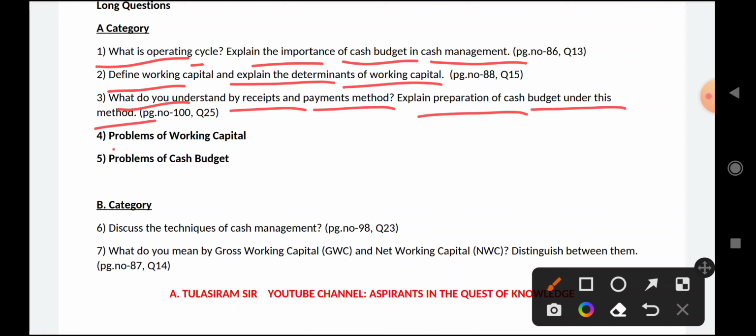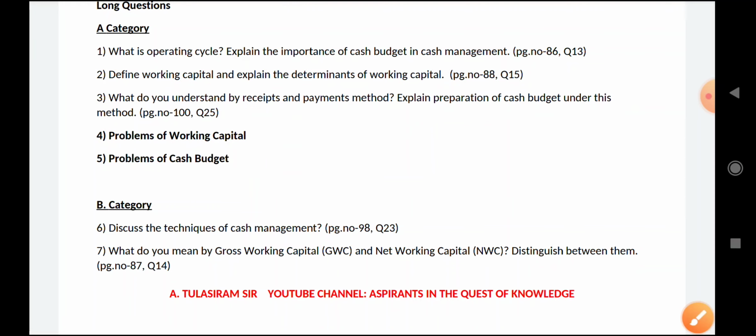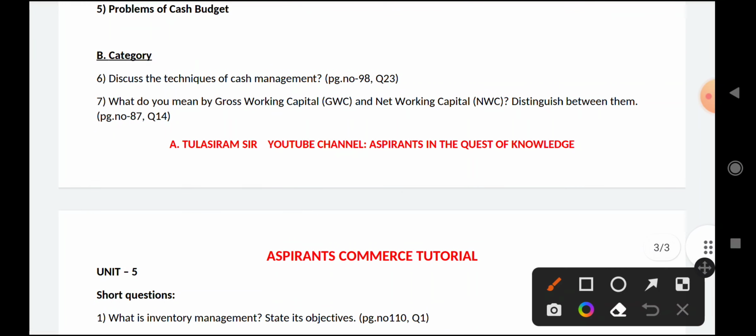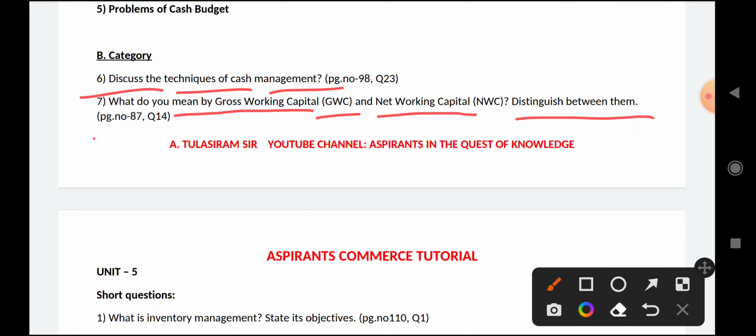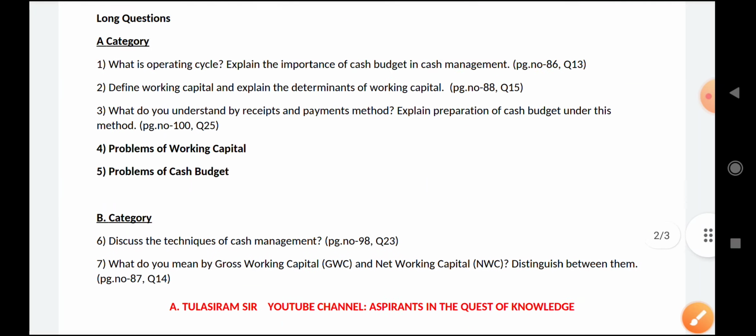Okay, and problems relating to working capital, problems relating to cash budget, we have already done in the exam class, so refer to that and do those. Next, B category: discuss the techniques of cash management. What do you mean by gross working capital and net working capital? Distinguish between them. These are the B category questions that might be asked in the exam.